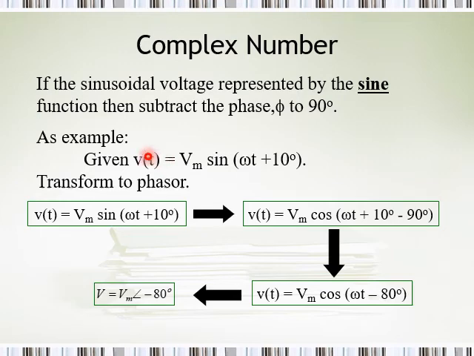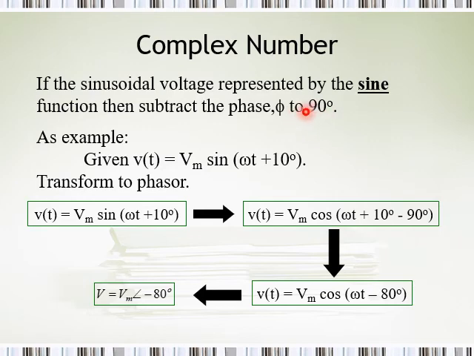Okay, so this is the example of when we have the equation represented in terms of sine instead of cos. We need to be careful of the phase angle. If the sinusoid voltage is represented by the sine function, then subtract 90 degree from the phase phi. We subtract 90 degree from the phase. So this is something to do with lagging and leading also.